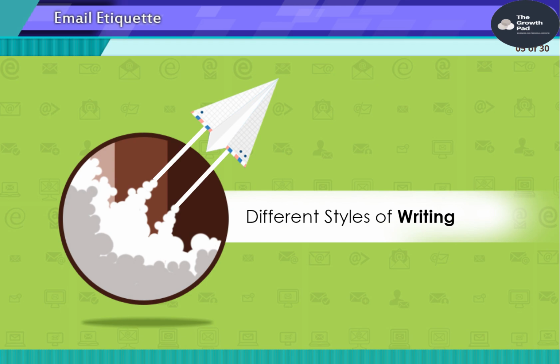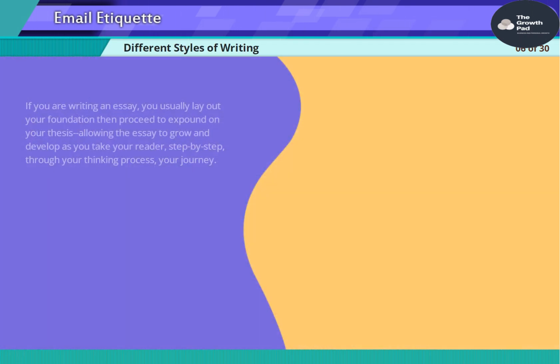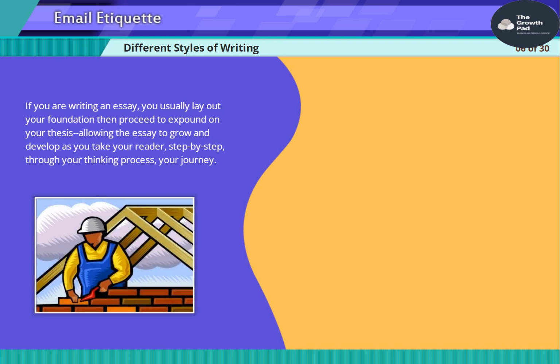Different styles of writing. If you are writing an essay, you usually lay out your foundation, then proceed to expound on your thesis, allowing the essay to grow and develop as you take your reader, step by step, through your thinking process, your journey.